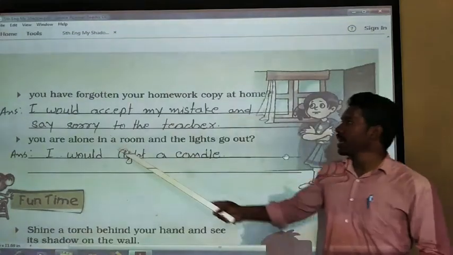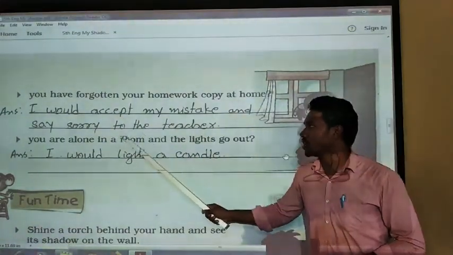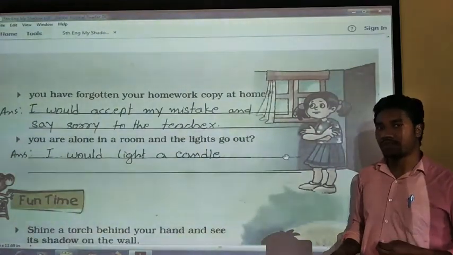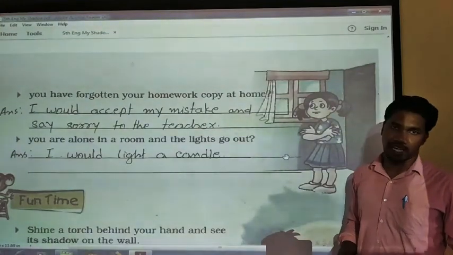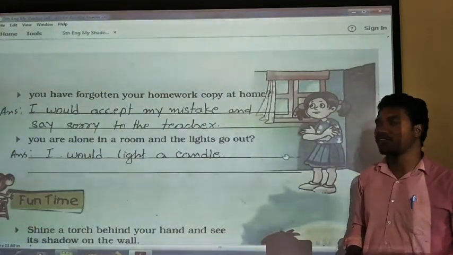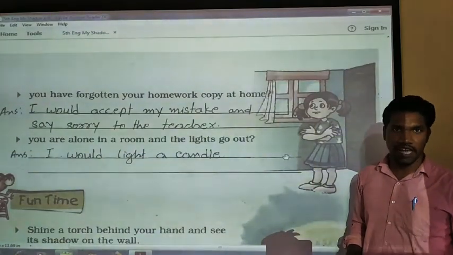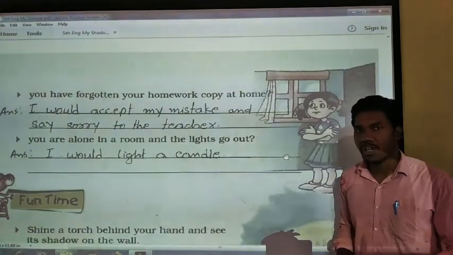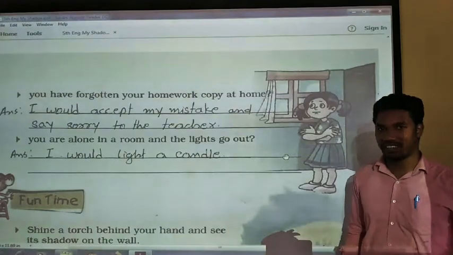So let us see, I would accept my mistake and say sorry to the teacher. Then what would I do? I would accept my mistake. मैंने मिस्टेक किया, क्यों मिस्टेक किया? कि मैंने मेरा नोटबुक छोड़ के आया, वो मेरा गलत हो गया, गलती हो गई, तो मुझे क्या करना चाहिए? एक्सेप्ट करना चाहिए कि मेरा एक गलती हो गया है कि मैंने नोटबुक घर में छोड़ा, और उसके लिए मैं माफी चाहता हूँ आपसे। So that is what you are supposed to tell to your teachers, okay?